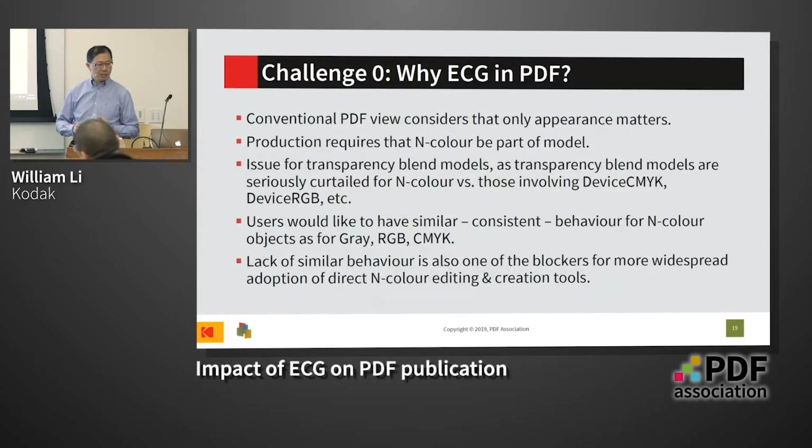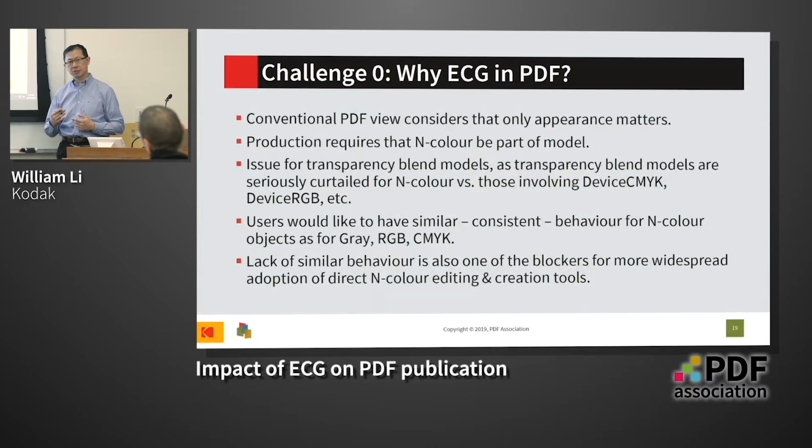So if you want to think about things like producing with N colors, with 7 color process, for example, a number of things as a result don't work. Right? The transparency model, well, I shouldn't say it doesn't work, it's limited.